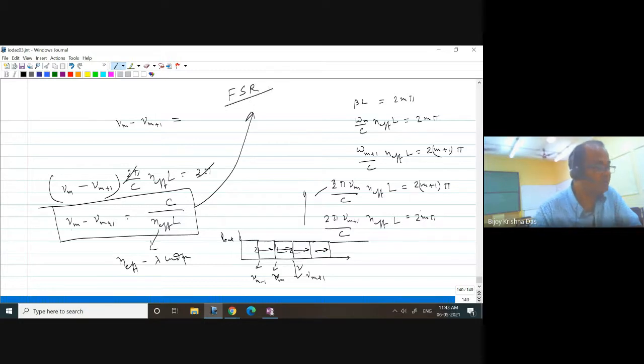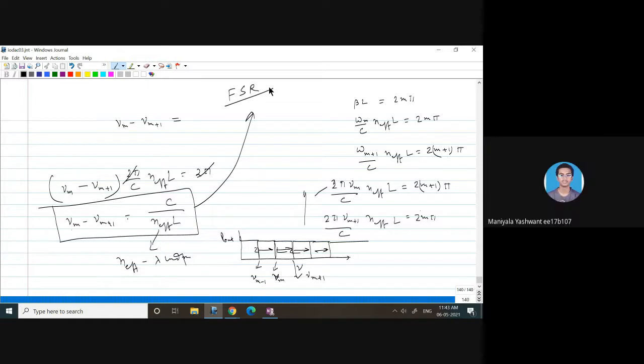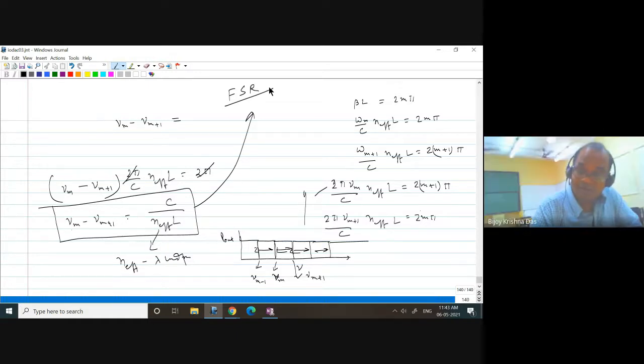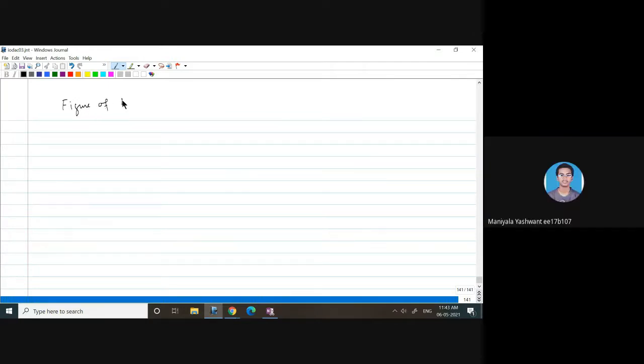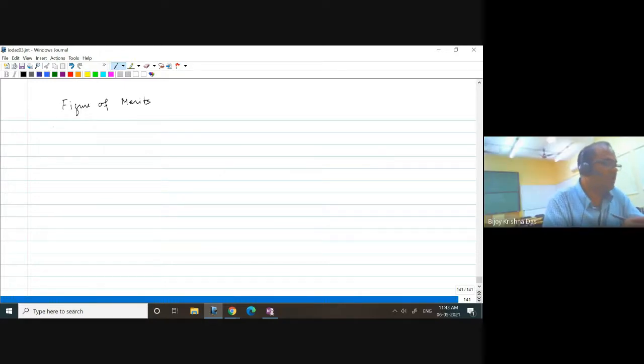Have you heard about this FSR? FSR means free spectral range. This free spectral range is an important figure of merit of the ring resonator. This FSR also comes in laser modes, because there also you have a resonance condition. I will come to that point later.